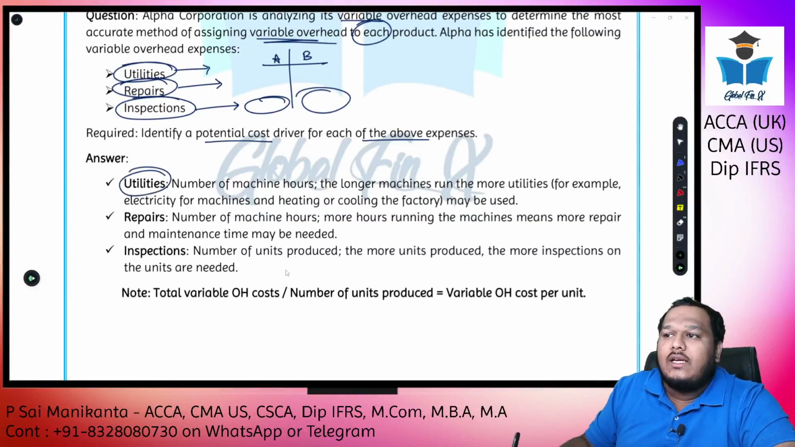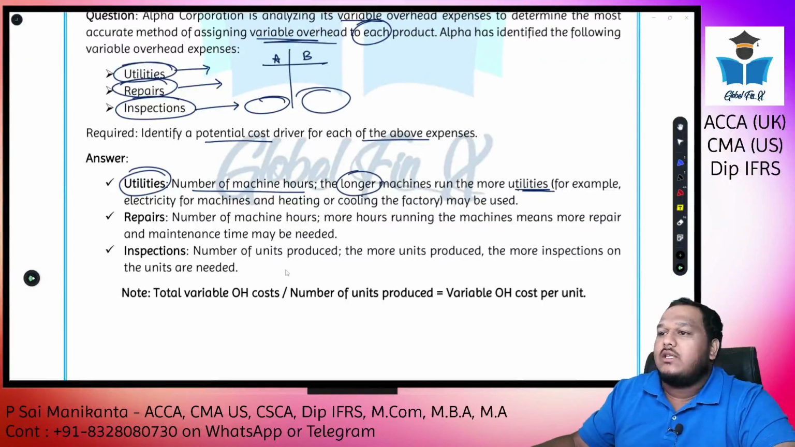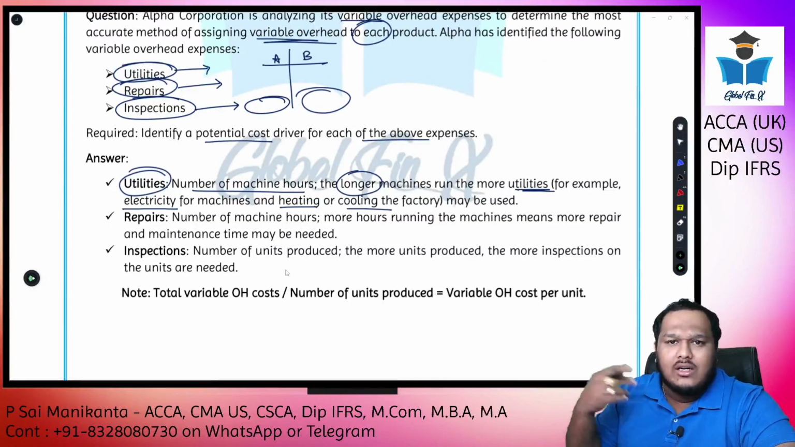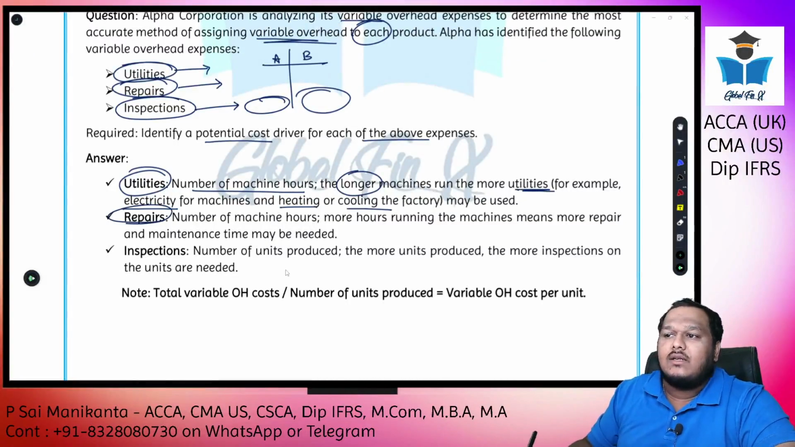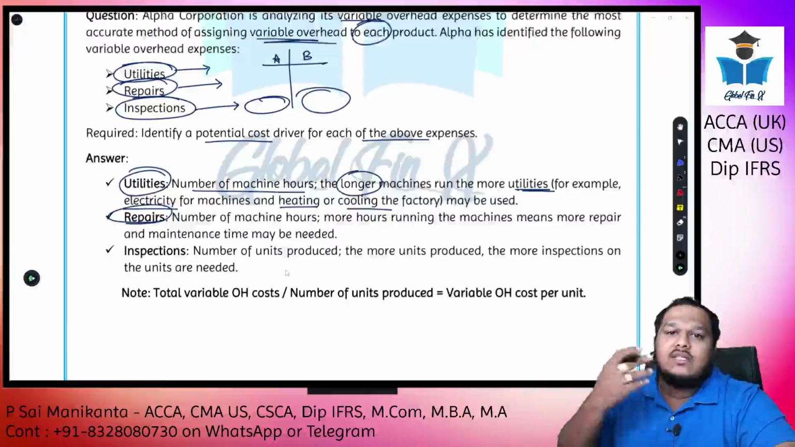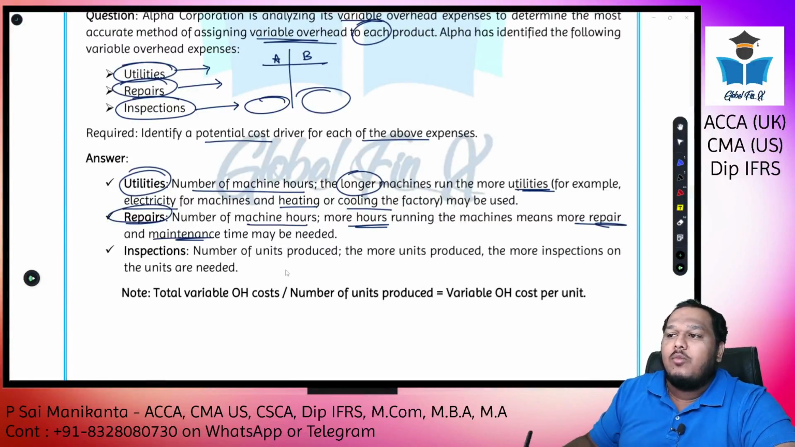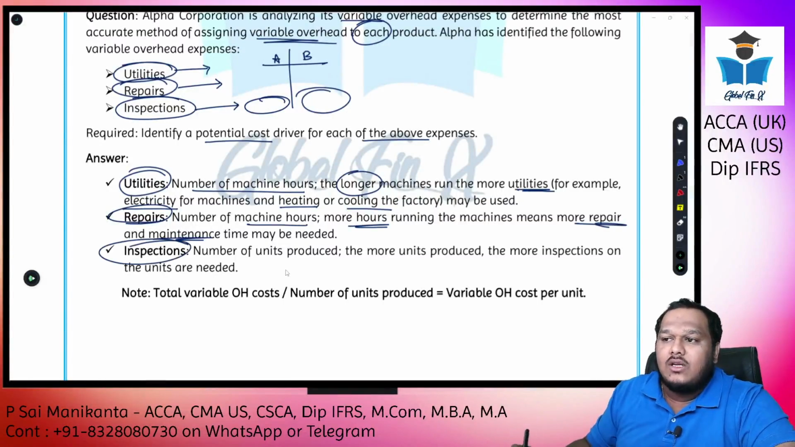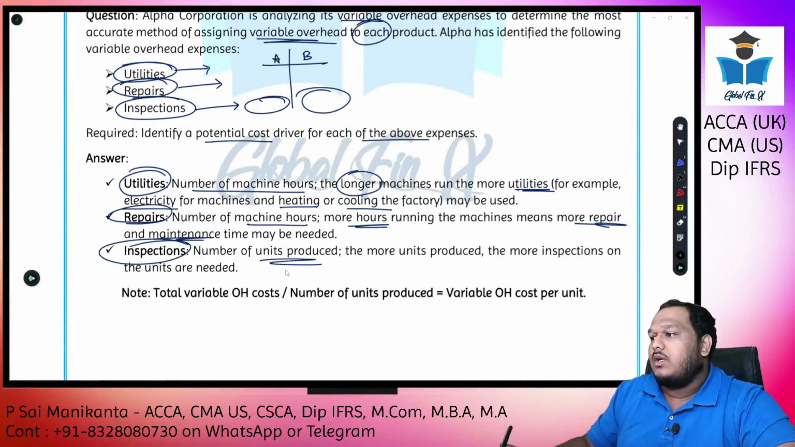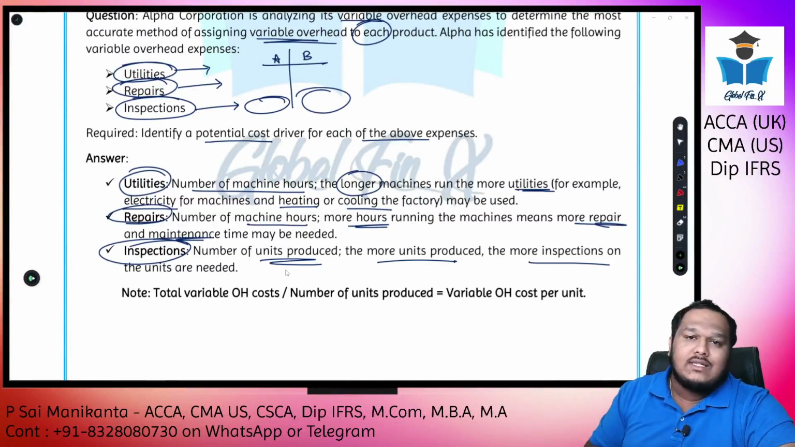For utilities, number of machine hours. If you take more machine hours for a product, then more utilities will be required. Utilities means electricity, heating, cooling, water, all that stuff. Repairs: if the number of machine hours is increasing, chances of repairs will also be higher. More hours running the machine means more repairs and more maintenance required. Inspection: you inspect the units that are produced, so number of units produced. The more units are produced, the more inspection is needed.